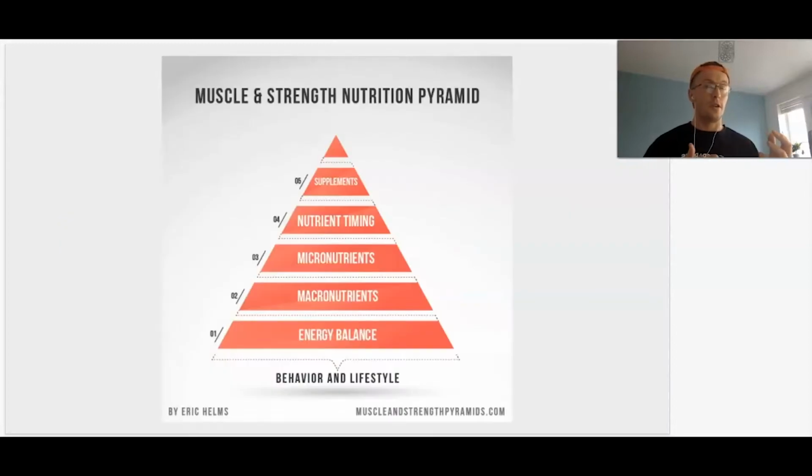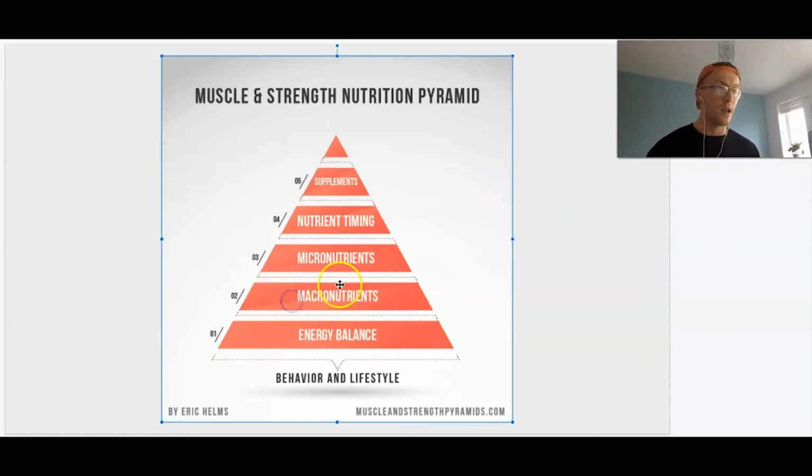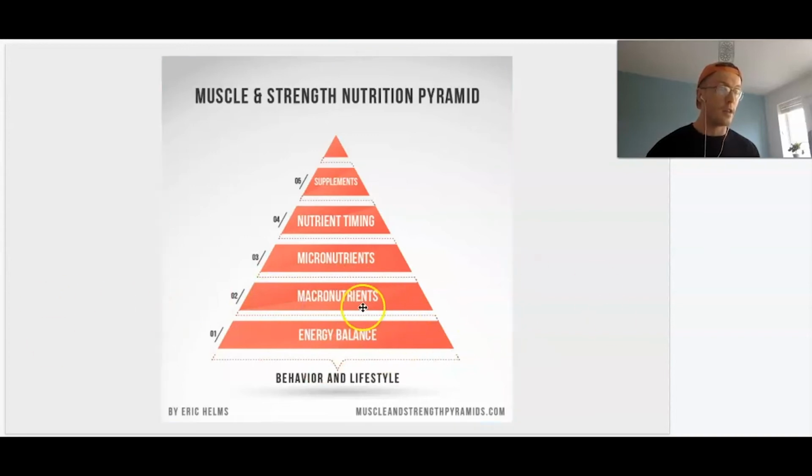So to frame this lesson and this presentation, we're going to look at Eric Helms' nutrition hierarchy. So we're going to focus mainly on the bottom two stages of the pyramid. So energy balance, macronutrients, and then we're going to slightly touch on micronutrients, and you'll see why later on. As you can see, these two pillars down here hold up the fundamentals of everything else, and they have the biggest impact on our muscle and our strength.